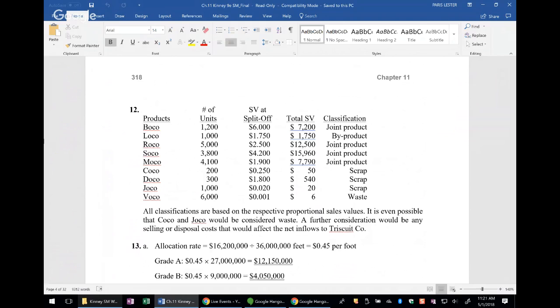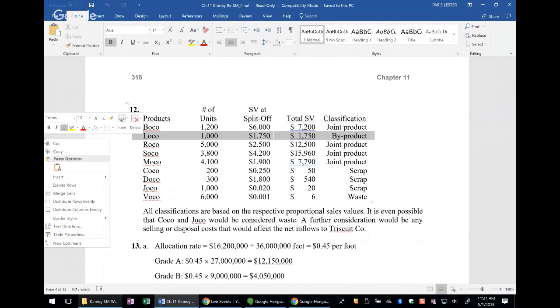All right, now we're going to try to do problem 14. We'll look at this one together. One of these is physical measure, one is sales value and physical value allocation. Number 14, two products, milk and sour cream, from a joint process. During June, the company produced 240,000 quarts of milk and 190,000 pints of sour cream. There are 2 pints in a quart, of course.